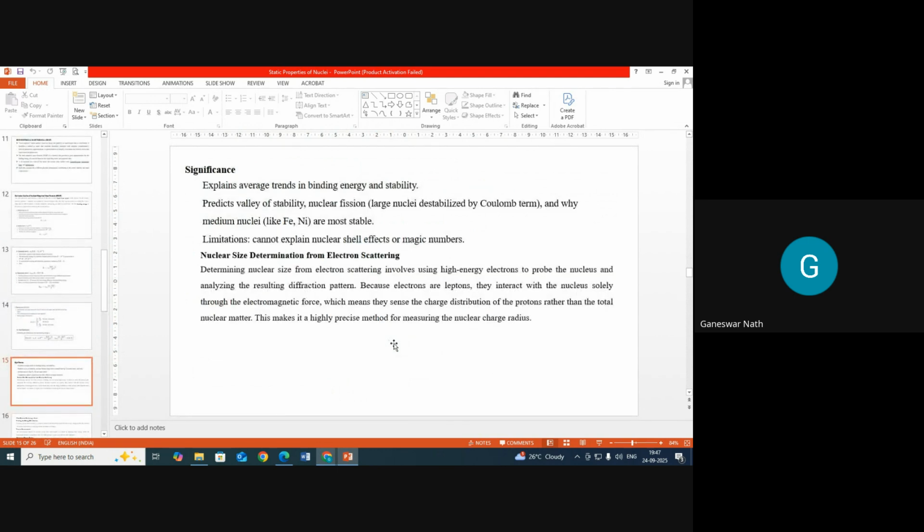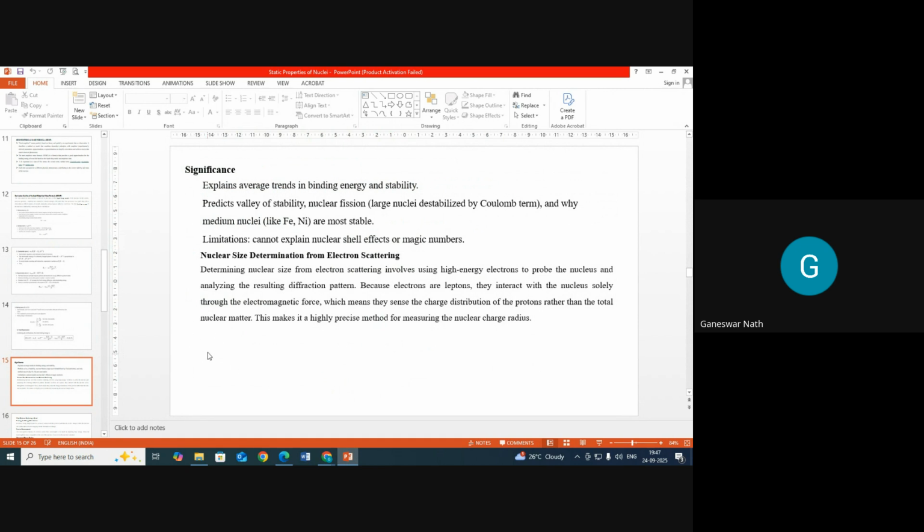Now, what is the significance of this semi-empirical mass formula? It explains the average trend in binding energy and stability, and it also predicts the value of the stability. I have shown the stability curve, which looks like a valley; inside the valley the nuclei are stable, and outside the valley they are unstable. This can be well explained with the help of the semi-empirical mass formula. There are also some limitations: it cannot explain the nuclear shell model, but it explains the liquid drop model.